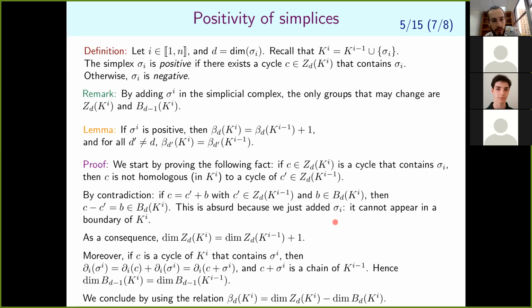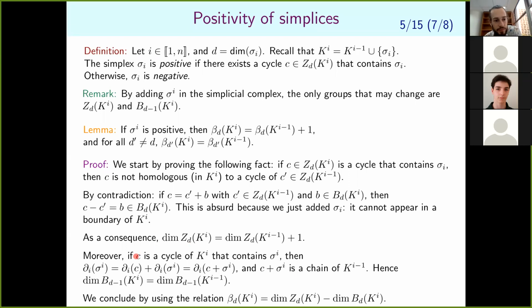All right, so sigma I is a cycle that was not present before. This means that the vector space of cycles is increased by 1. The dimension is increased by 1 because we have a new class. Now I will prove that the dimension of the boundaries remains the same.